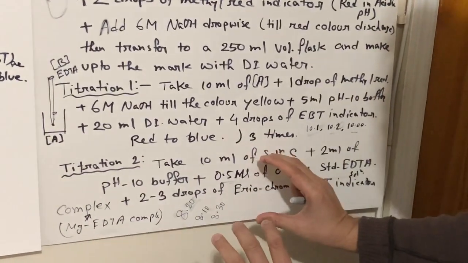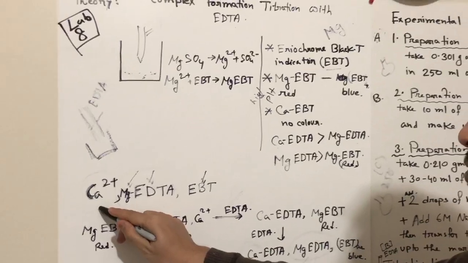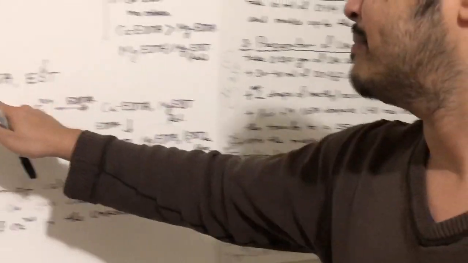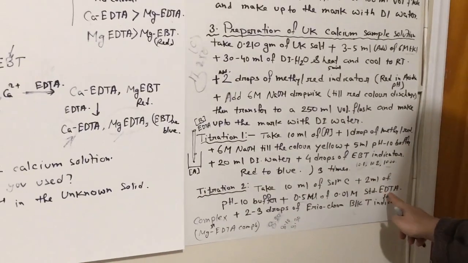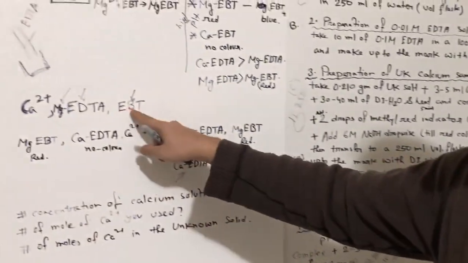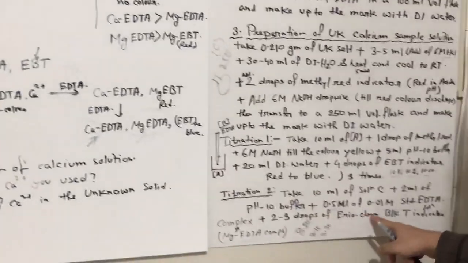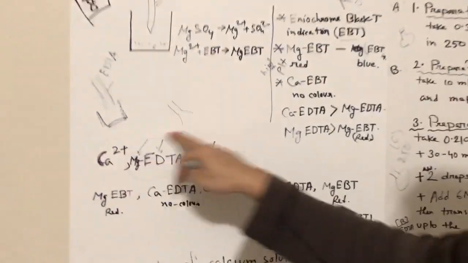So in this stage we have in our solution mixture calcium. This calcium is from 10 ml of the solution C. Magnesium EDTA, this is from 0.5 ml of 0.01 molar standard EDTA complex, that means it is a magnesium EDTA complex, and Eriochrome black T, it's from 2 to 3 drops of Eriochrome black T. Clear? So in your conical flask you have these three things.